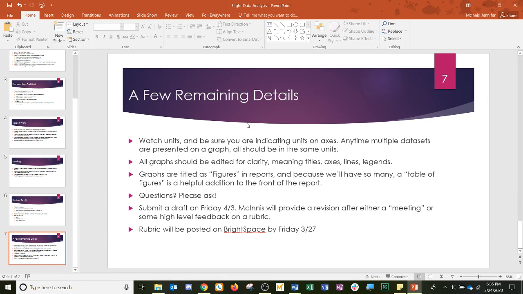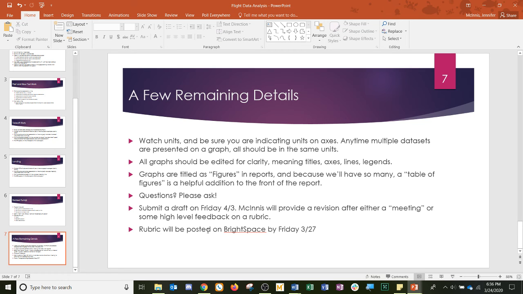And so things to review is make sure you're watching your units. For example, G's is an inappropriate graph of acceleration. Turn that into feet per second squared. Make sure that everything is compared to similar units. So don't compare feet per second to knots. That would be inappropriate.